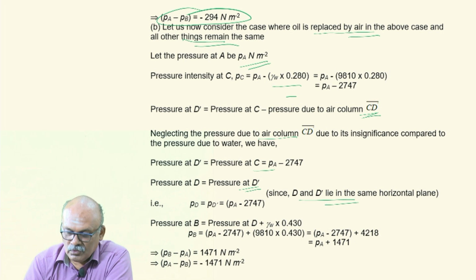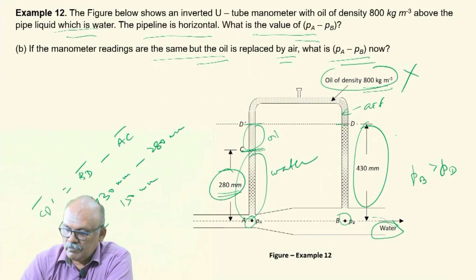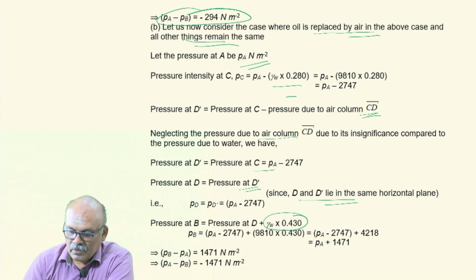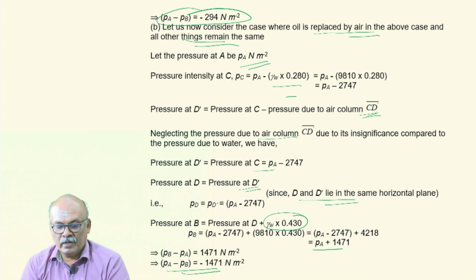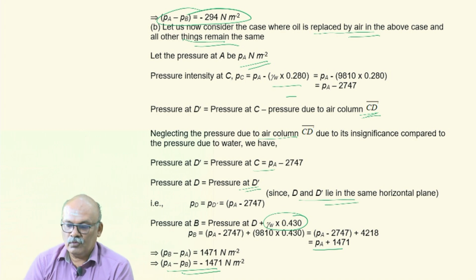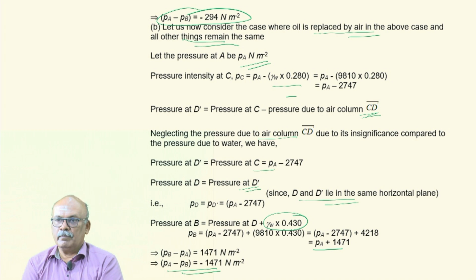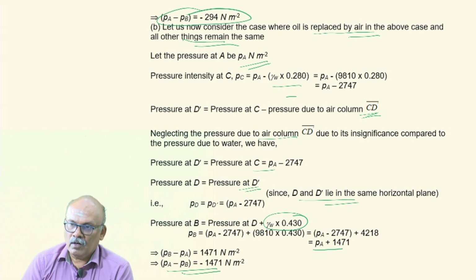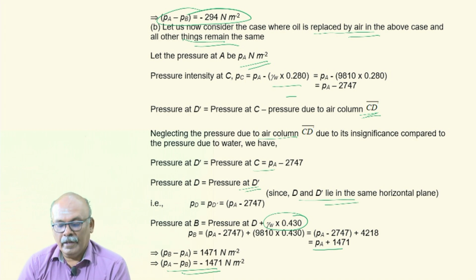So, you can go through the steps. Pressure at B will be pressure at D plus specific weight of water into 0.43. So, 0.43 is this column. So, you get this much. So PA minus PB is equal to minus 1471 Newton per meter square, or PB minus PA is equal to 1471 Newton per meter square. So pressure at B is more than pressure at A, or the flow direction is from B to A.